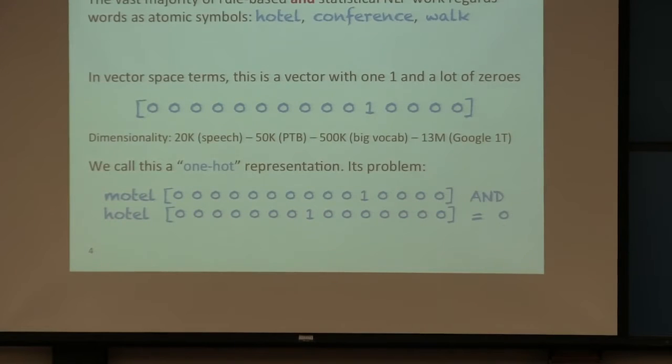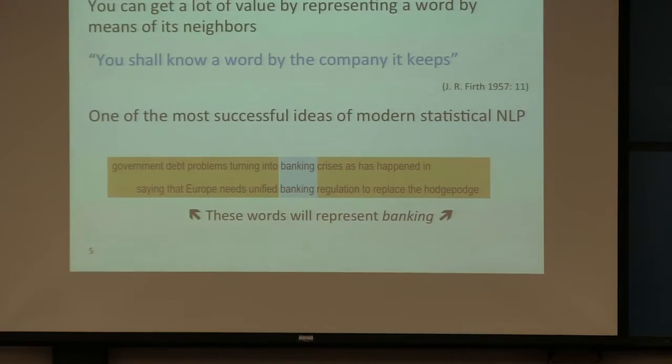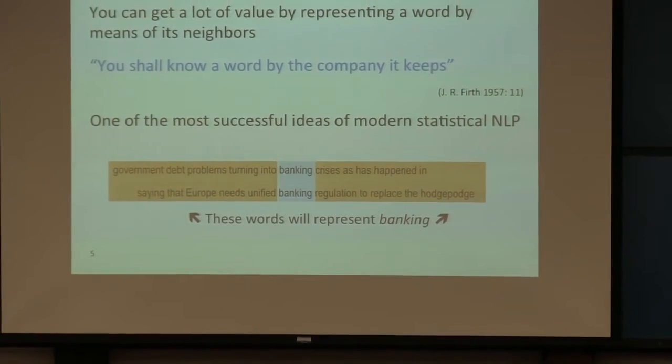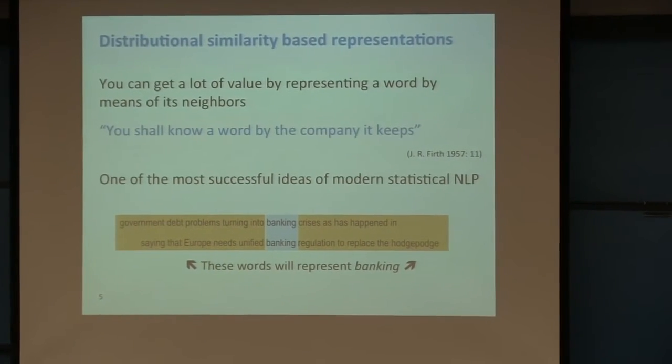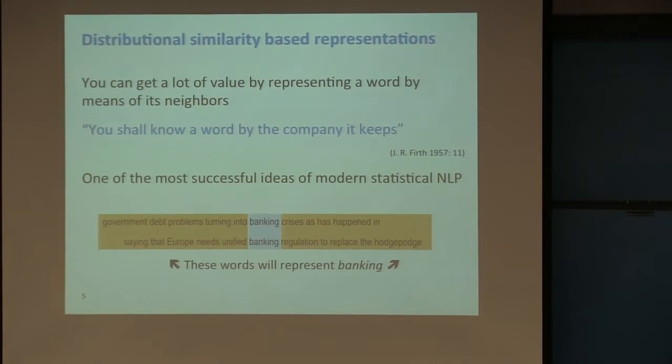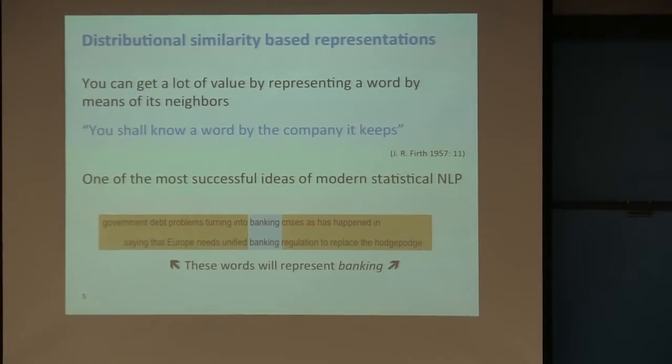And of course, that's not ideal, because we have some notion that motel and hotel are actually quite similar kinds of things. So the main idea of today's lecture and of almost all word vector representations is to instead use the neighbors of a word to represent that word. Or according to Firth, you shall know a word by the company it keeps. And this is really one of the most successful ideas of modern statistical natural language processing, and it does permeate into deep learning.